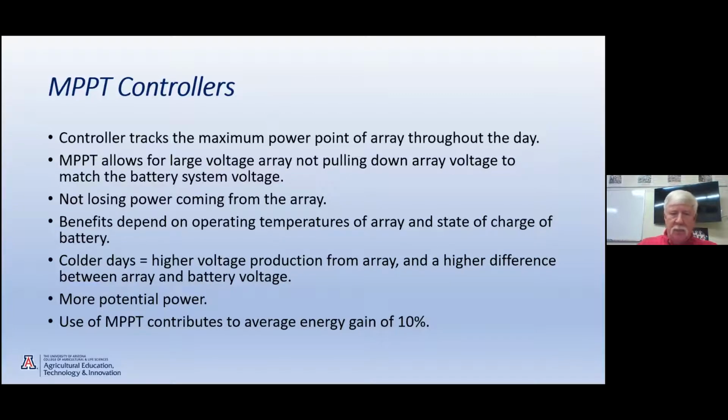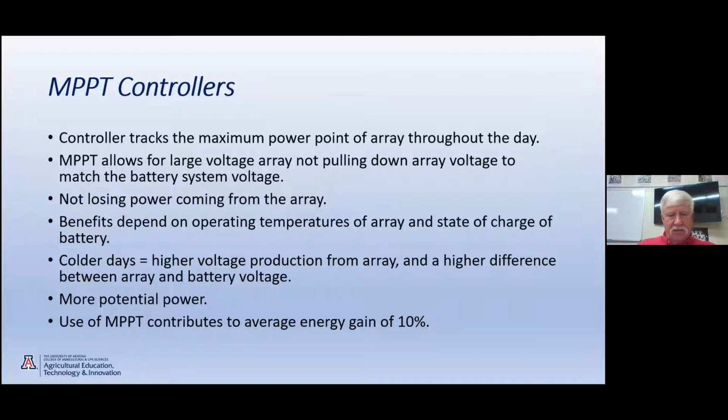And of course, over the course of the day, that's going to adjust as cloud cover comes in. So the MPPT actually tracks it across the day, and it allows us to use more voltage without losing any power. So that's the advantage of the MPPT controller over the PWM: we're able to maximize the amount of power we're producing, and we don't lose that voltage.